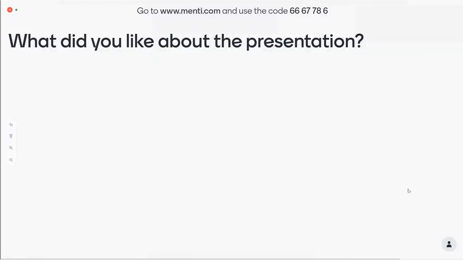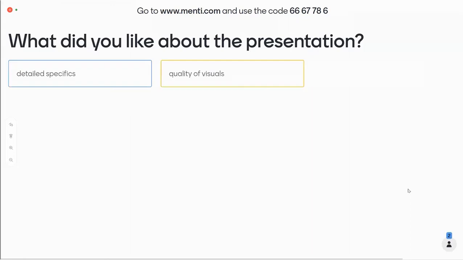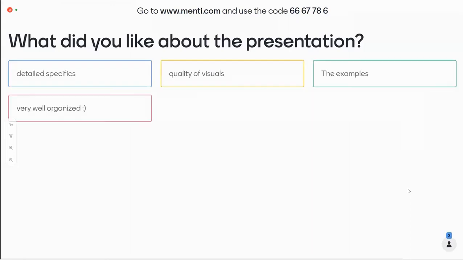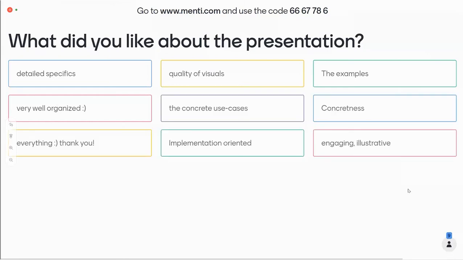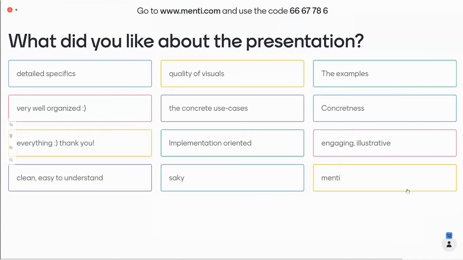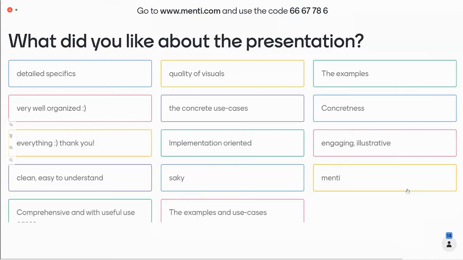So let's go into it. What did you like about the presentation? You can also suggest any improvements. I see we still have more than 100 participants, so please do not hesitate to comment. This is anonymous. You can say whatever you want, and this is really a tool for us to understand how to do it even better.